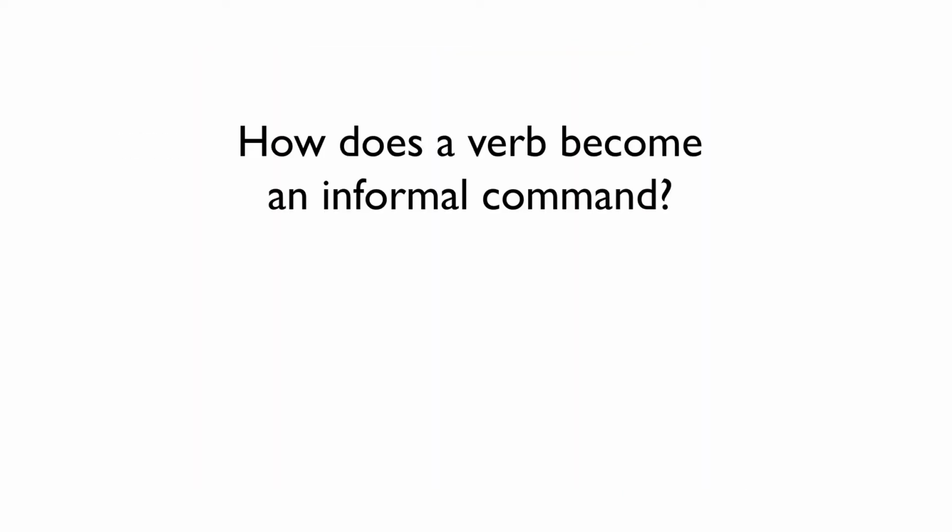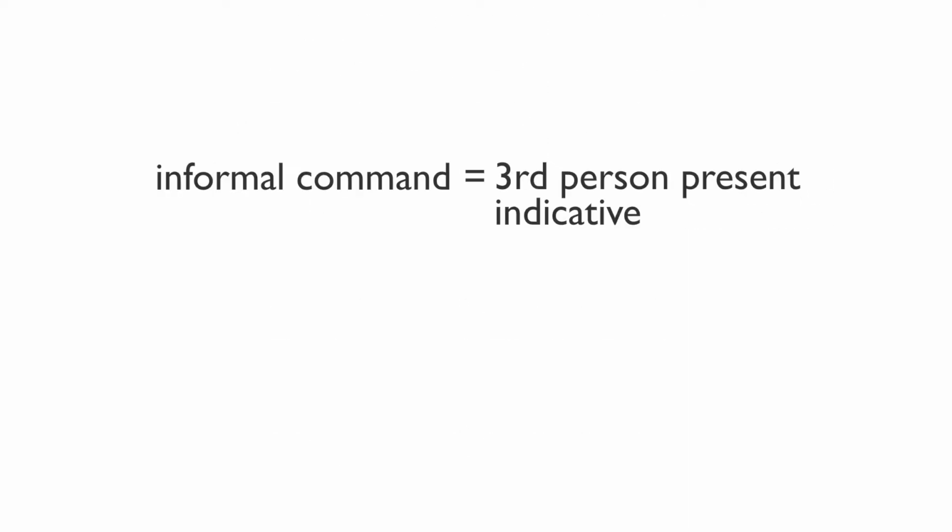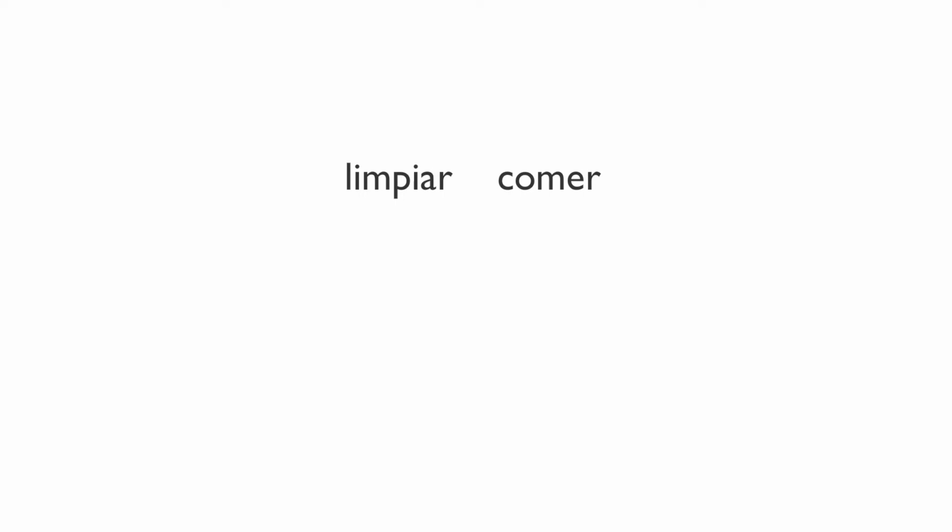How does a verb become an informal command? With regular verbs, an informal command takes the same form as the third person of the present indicative. For verbs that end in AR or ER, simply drop the final R from the infinitive. To tell someone to clean, you would say limpia. To tell someone to eat, you would say come. For regular verbs that end in IR, like abrir, drop the final R and change the I to an E. So to tell your friend to open the door, you'd say, abre la puerta.